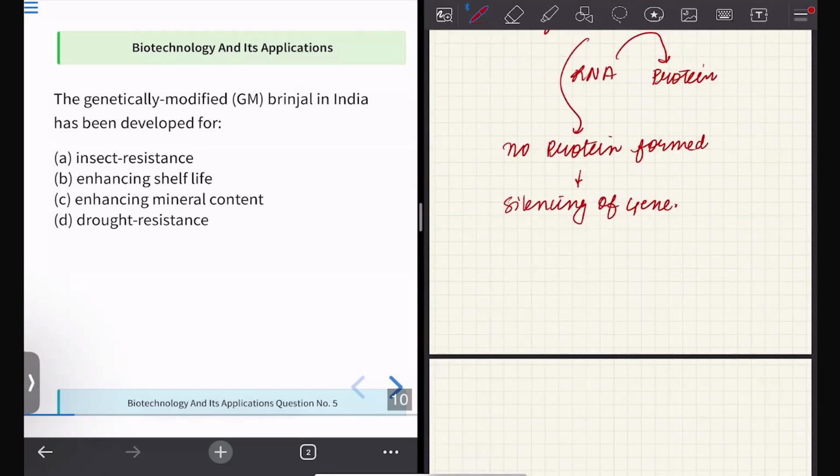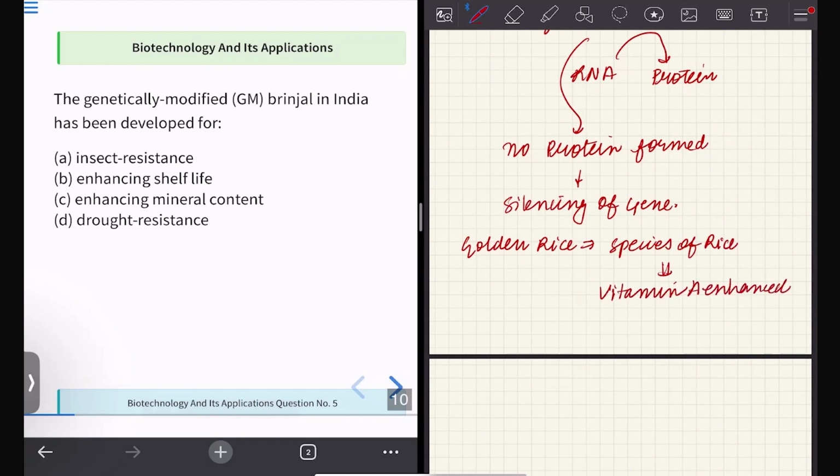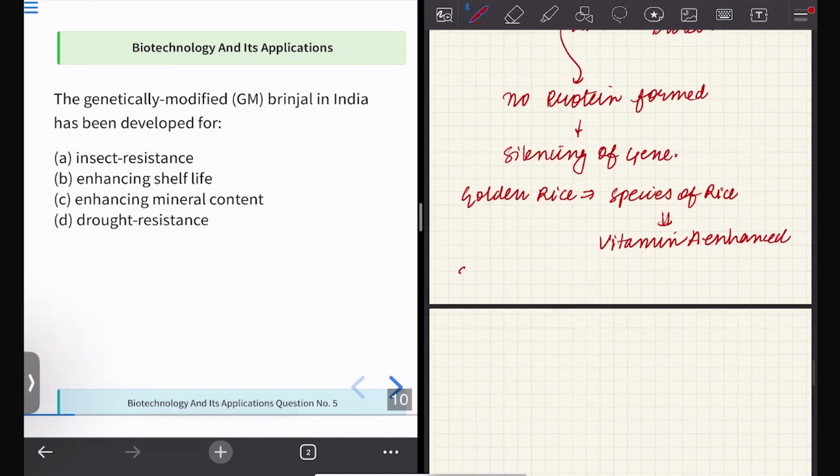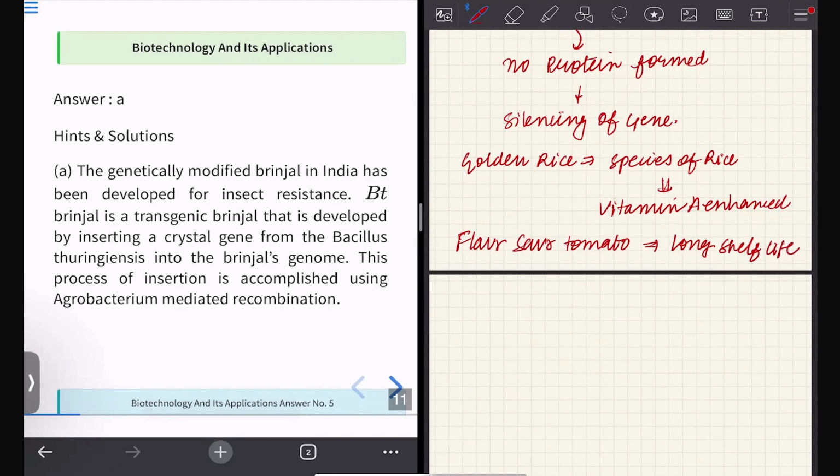For example, we have golden rice. Golden rice is a species of rice which is vitamin A enhanced. Then we have Flavr Savr tomato. This particularly has a long shelf life. Then we have GM brinjal, which is also known as BT brinjal. This is for what? This is for insect resistance.